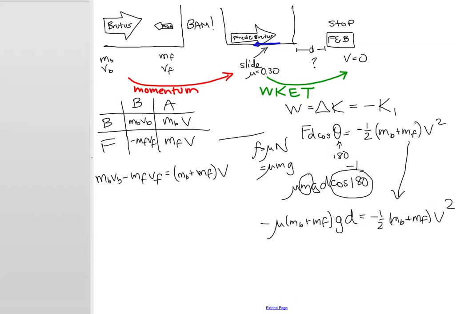So now the masses are going to cancel out, the minus signs are going to cancel out, and we'll just have mu g d equals 1/2 v squared, and we should easily be able to calculate d from there.